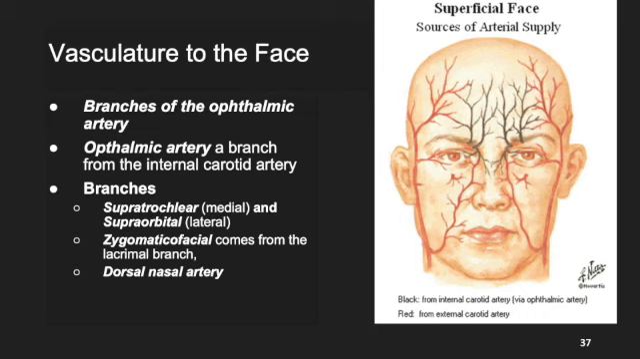Okay, so when we think about the front of the forehead, medial side of the eyes, that's all coming from internal carotid. Everything else is coming from the external. So definitely understand this slide. Spend some time with this slide as well.